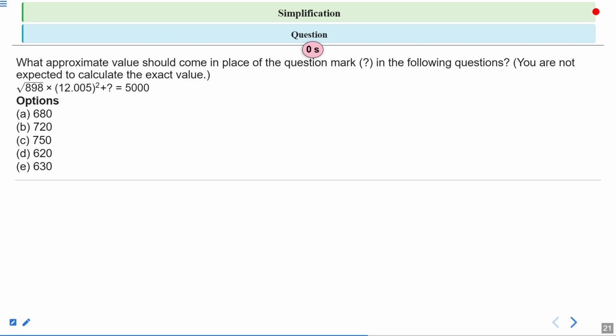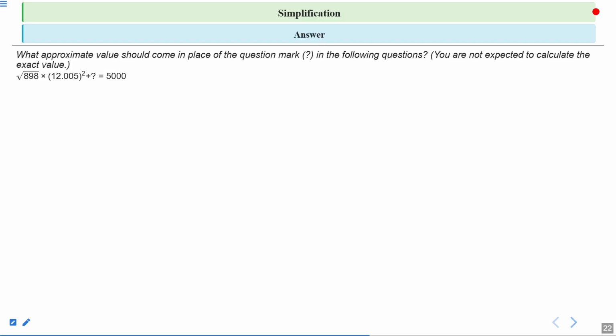Now time's up. Let's see the solution of this question. The question is basically based on approximation, so we can take the approximate values of these numbers. The correct answer of this question is A, which is 680. Now see the detailed solution using concept 3.3 and 2.6.1 in this question.